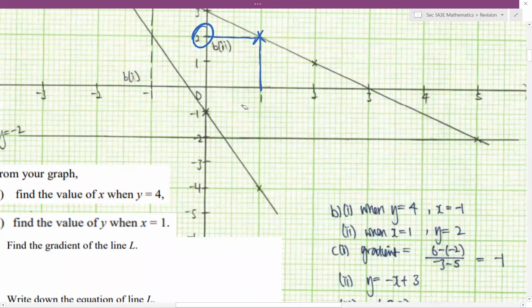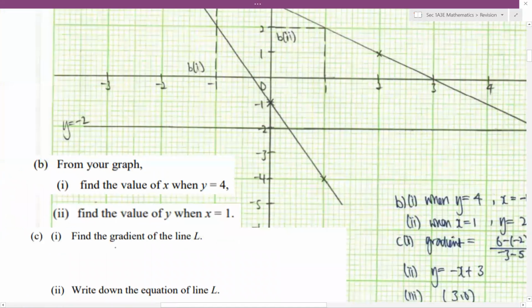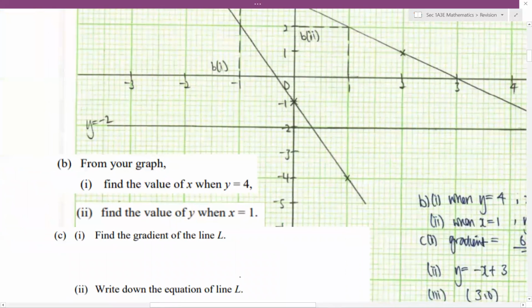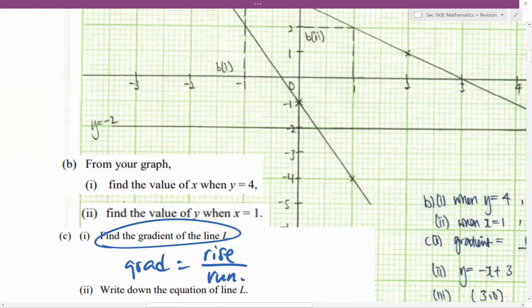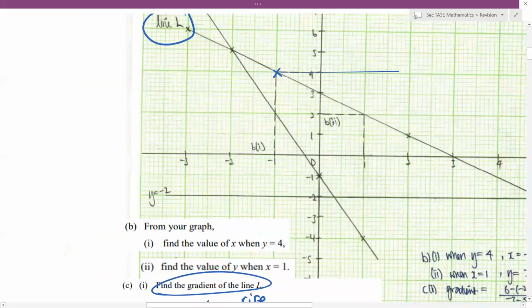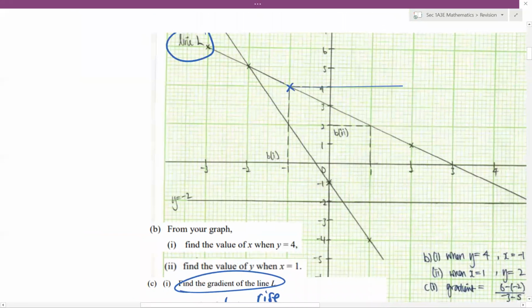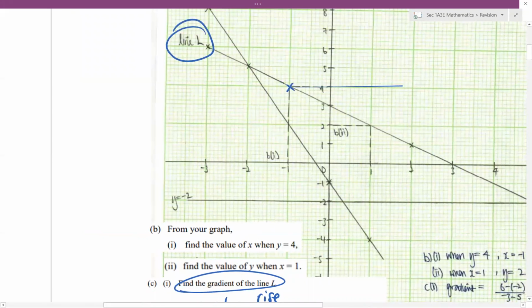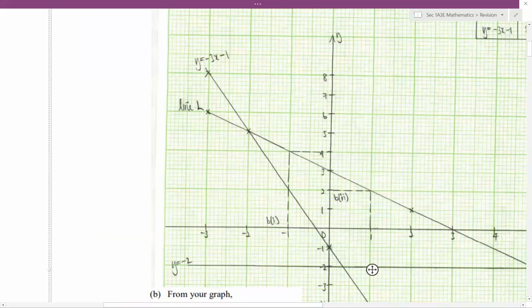Next is to find the gradient of line L. To find the gradient, we require the rise over run. So choose any 2 convenient points on your graph. There are many points that you can choose. The bigger the triangle, the better it is. So for me, I will choose, for example, this point, as well as this point.